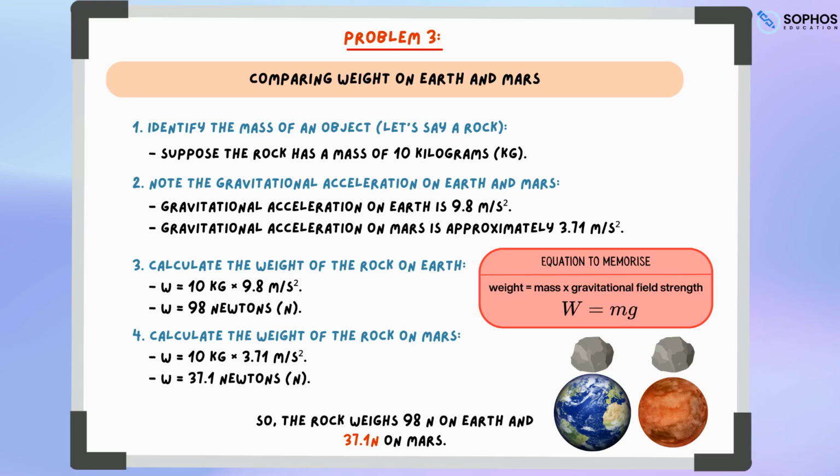By working through these examples, we've observed how to apply the equation W equals mg to calculate the weight of objects with different masses and in different gravitational fields. This process helps us understand how changing either the mass or the gravitational acceleration affects the weight of an object.